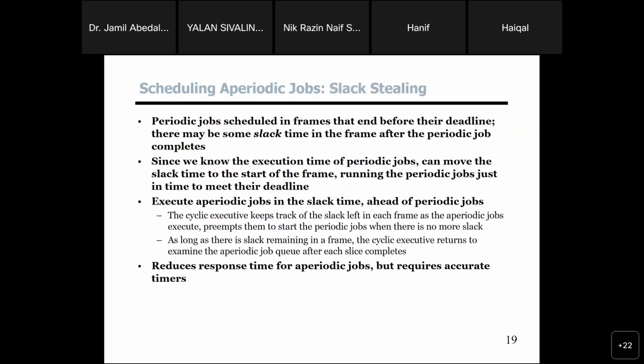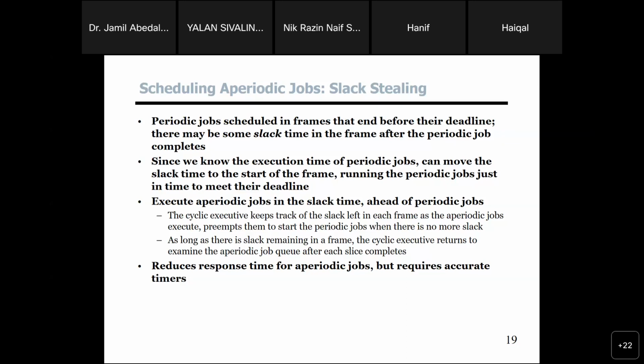Scheduling a periodic job, slack stealing. Now I will show you how we can schedule the timing diagram without slack stealing, and with slack stealing. Periodic jobs are scheduled in frames that end before their deadline. There may be some slack time in the frame after the periodic job completes.